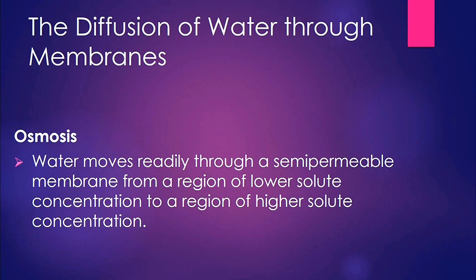Water moves readily through a semi-permeable membrane from a region of lower solute concentration to a region of higher solute concentration. This process is called osmosis, and it is readily demonstrated by placing a cell into a solution containing a non-penetrating solute at a concentration different than that present within the cell itself.